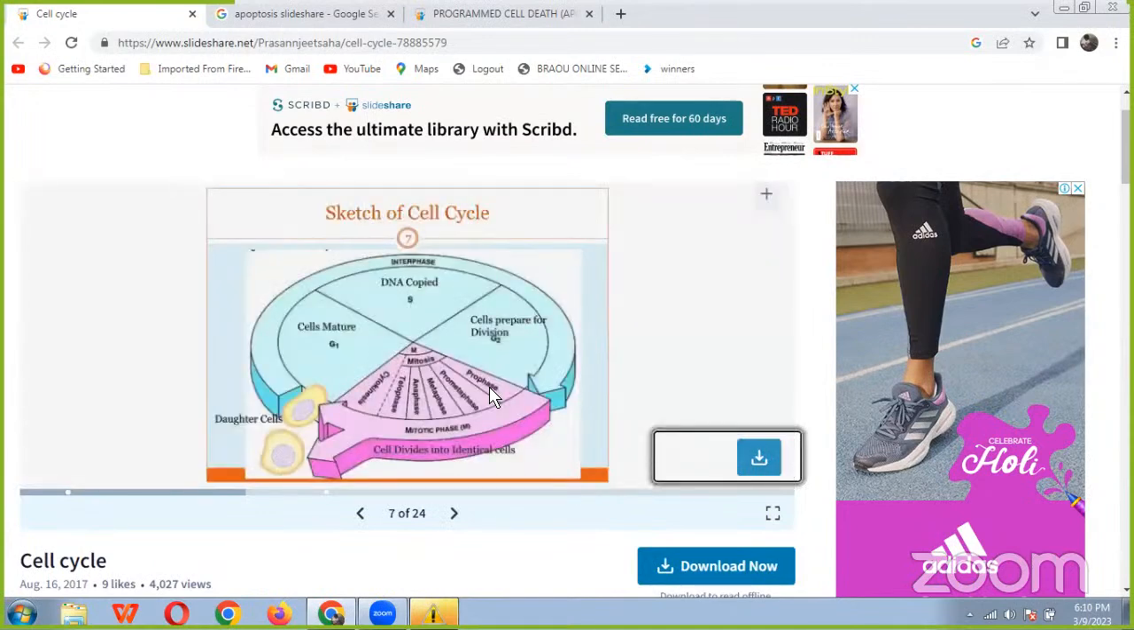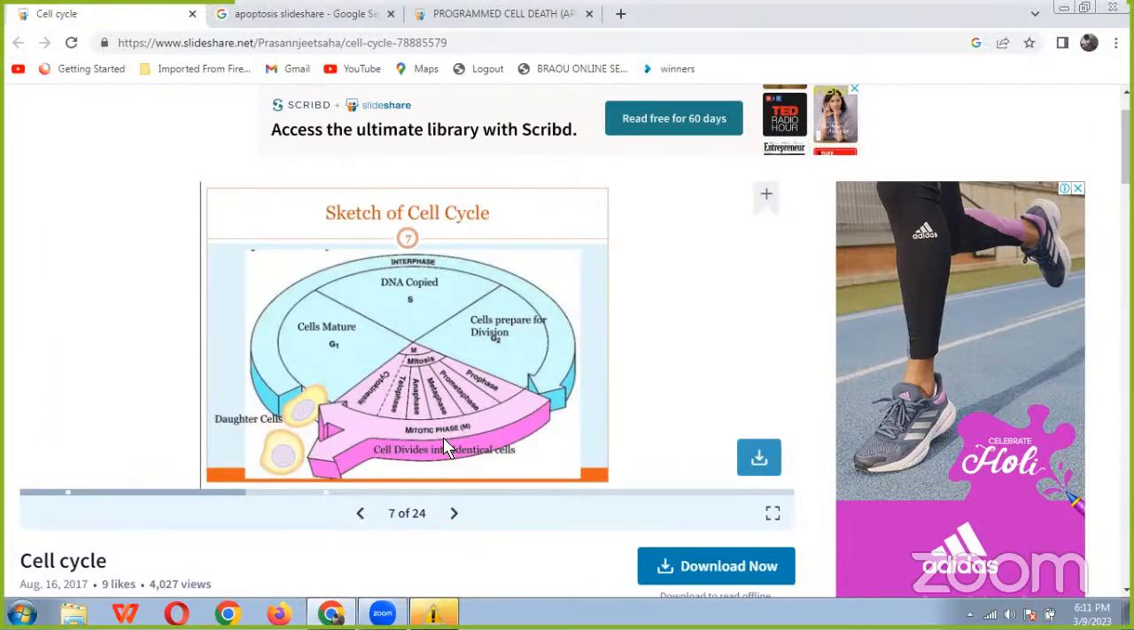These are also diagrammatic, especially in G1 phase. The G1 phase is where the cells are in mature conditions. Then the S phase means synthesis phase, the DNA replication phase. And the next one is the cell preparing for division, the G2 phase.